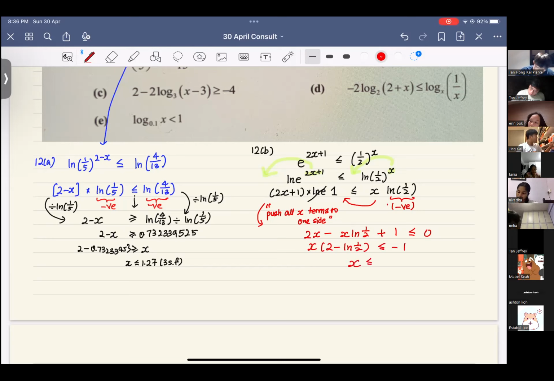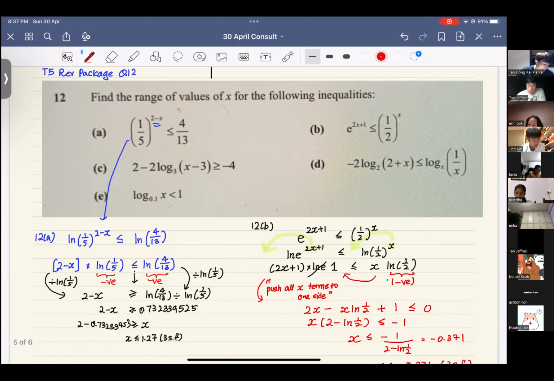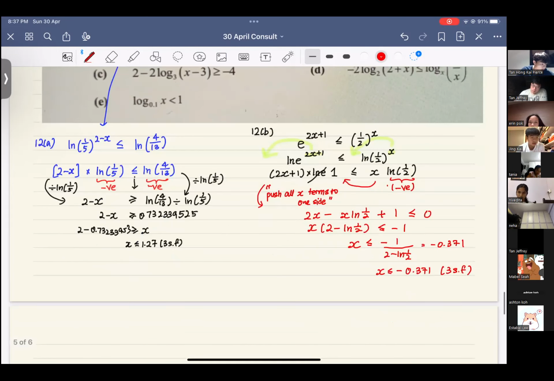x therefore would be less than or equal to negative 1 divided by 2 minus ln half. This answer would just be negative 0.371. So therefore, my final answer is x less than or equal to negative 0.371, correct to 3 significant figures. Okay, next one I will go through is 12C.